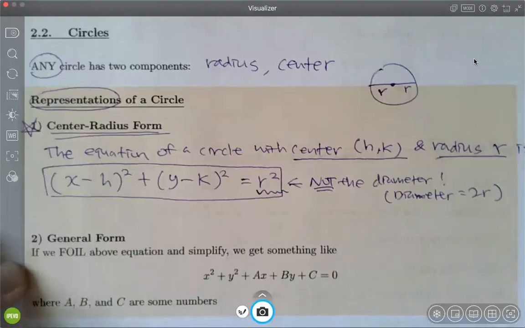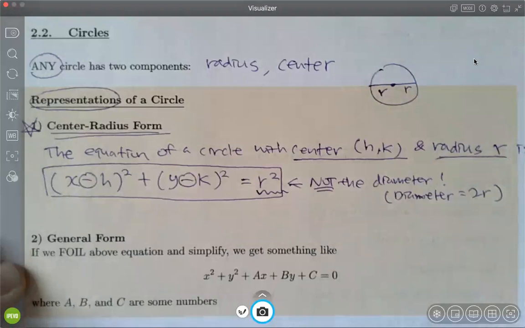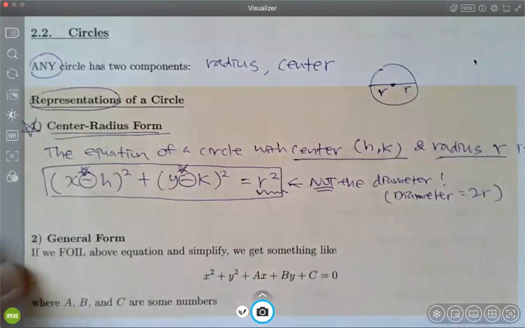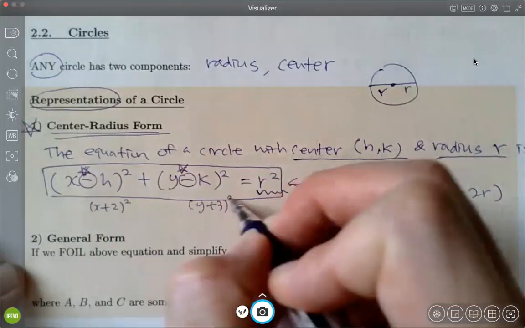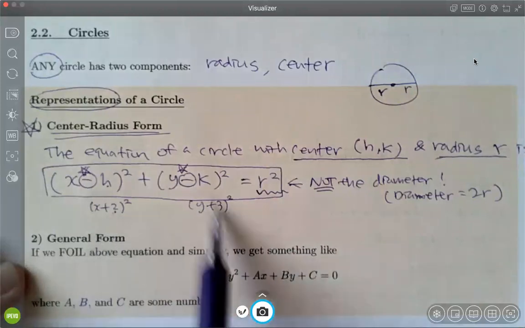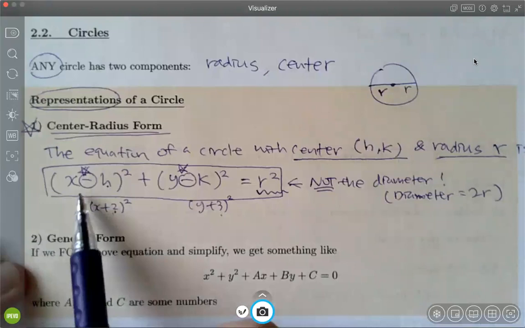Now, second remark. You subtract h and k from x and y respectively, so that subtraction is the basic form. The reason I'm saying this is because later when you see something like x plus 2 squared or y plus 3 squared, you need to be able to correctly identify what h and k should be equal to. For example, here h is -2 and k is -3. It's not 2 and 3. So that's the basic form of the center radius form.